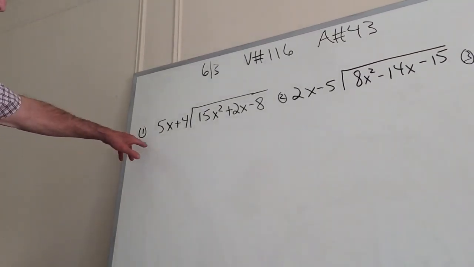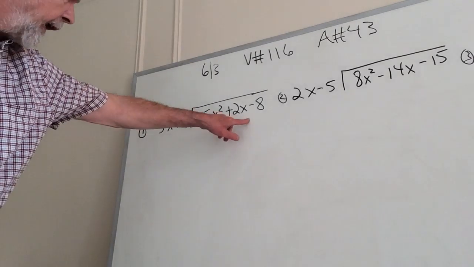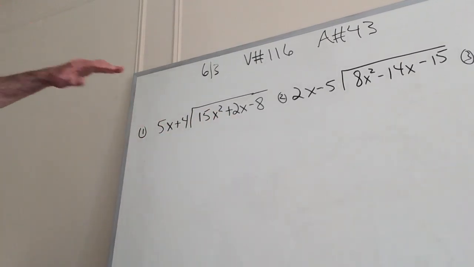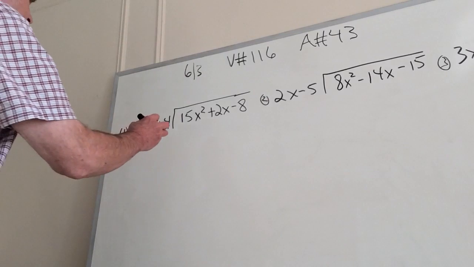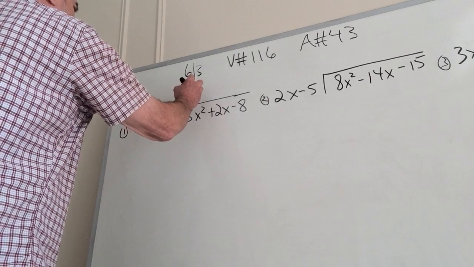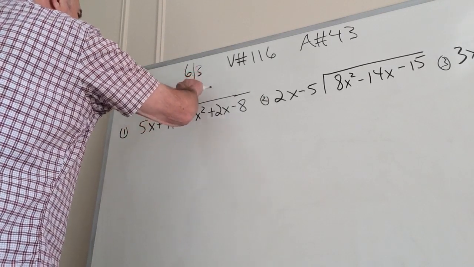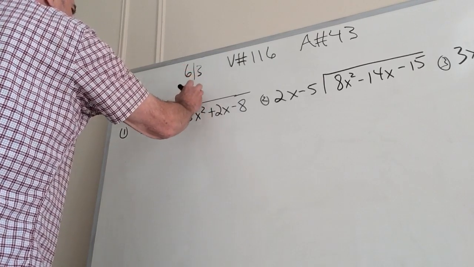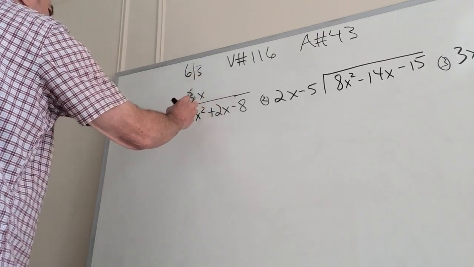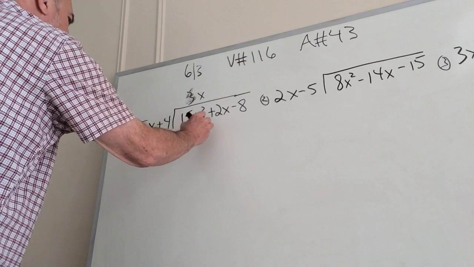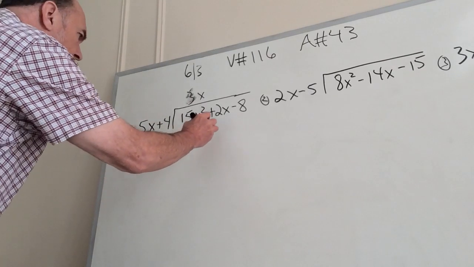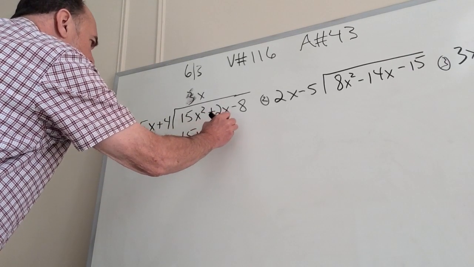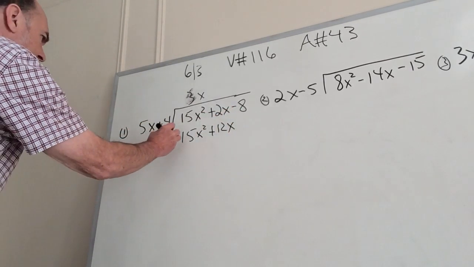Number 1 says I'm to divide this by this. And I'm using long division because we're just getting used to doing these problems. I quickly see that 15x squared divided by 5x is 3x. 3x times 5x is 15x squared. I match the number. Whatever happens here is whatever happens. Positive times a positive is a positive. Now I subtract.